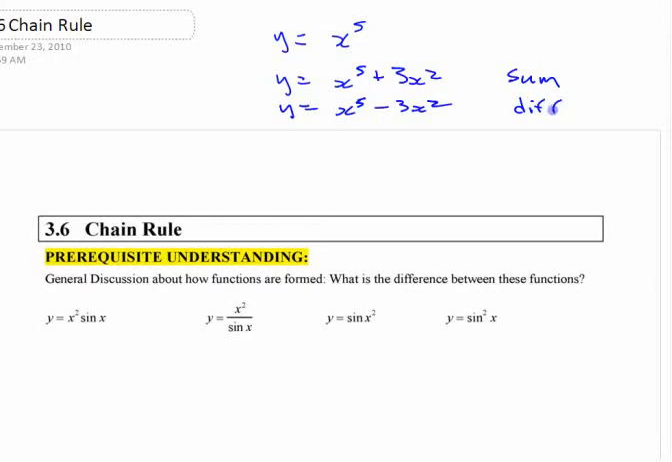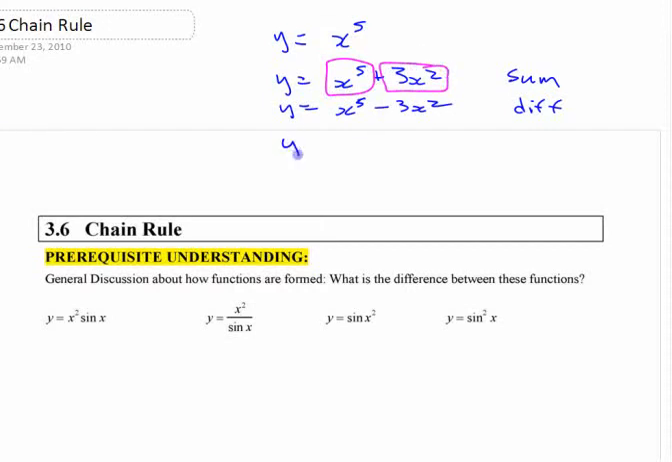If you have the sum or difference of two functions and you want the derivative, you just look at the derivative of each one separately, right? If you want the derivative of this function as a whole, you find the derivative of this plus the derivative of this separately. The same goes for the difference.